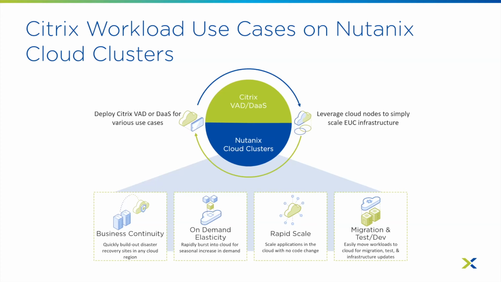And then there are things like migration or test and dev, where you may not have the capacity on-prem to test different software versions, AHV, AOS versions, Citrix upgrades, and so forth. Do that in the cloud. When that's all ready to go, use our same tools to move it back to on-prem with cloud clusters and connect back to your private cloud infrastructure once it's proved out and approved for production.